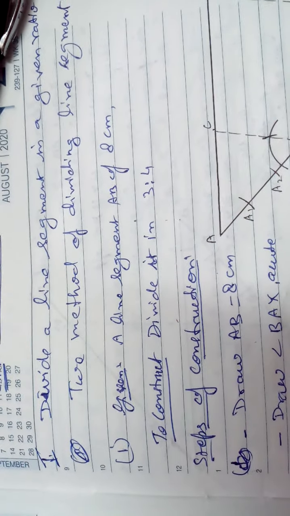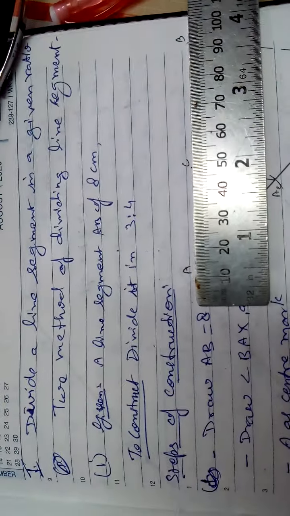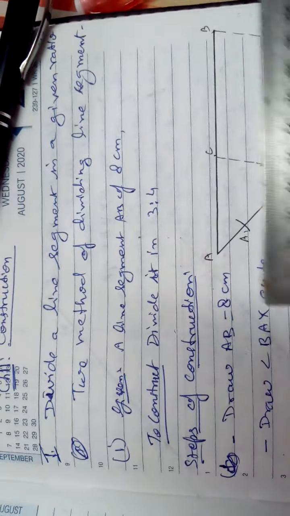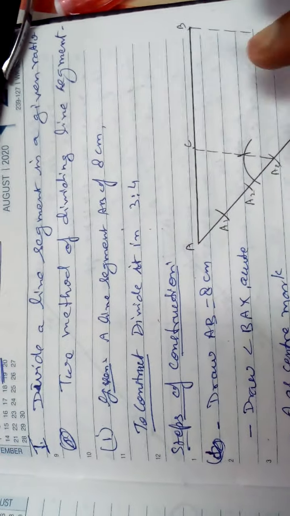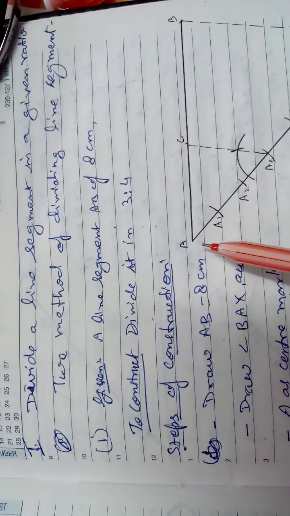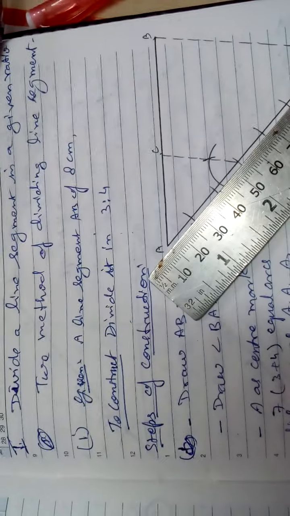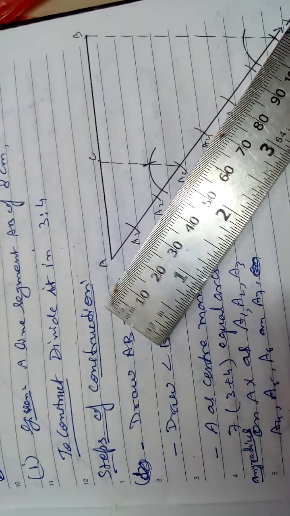stepwise. You draw line AB of 8 cm. By the scale, first of all, you will draw a line of 8 cm. I have drawn a line of 8 cm. After drawing the line, draw angle BAX, or a ray AX, which makes an acute angle. Any ray like this we will put, and draw a line AX which makes an acute angle with line AB.